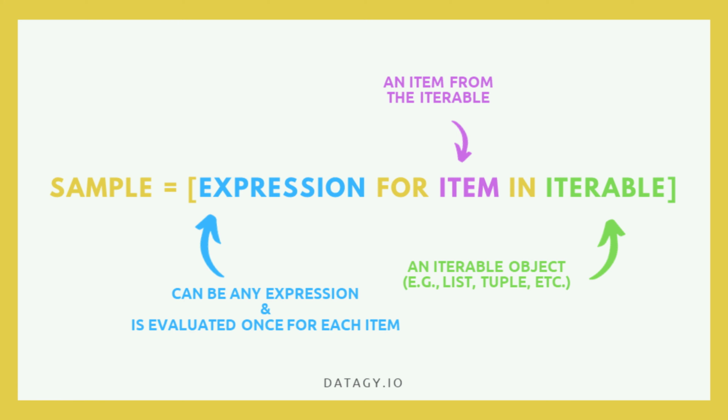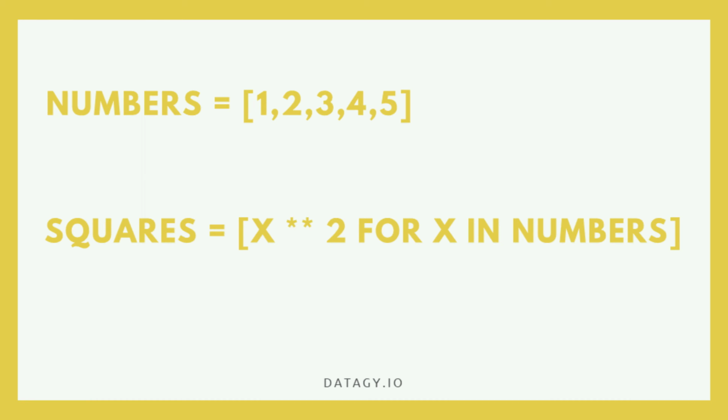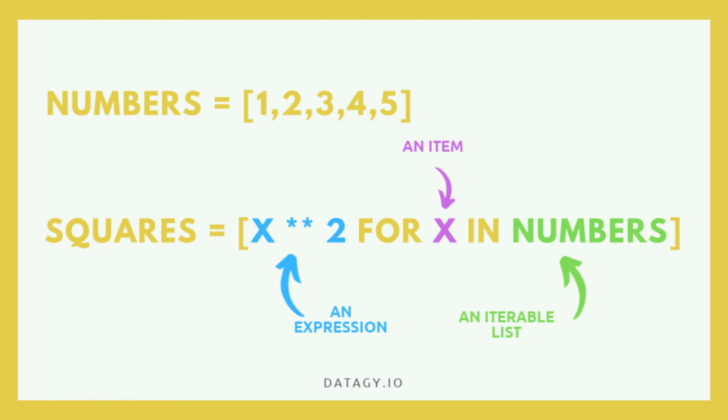Now let's take a look at an example. We have a list called numbers, which includes the numbers 1 through 5. We want to create a list called squares, which includes all the values from the list numbers, but squared. For our list comprehension, we start off by creating a new list called squares, followed by the equal sign. We'll write x to the power of 2 for x in numbers. Now let's break this down. x to the power of 2 is an expression, x is an item, and numbers is an iterable object.